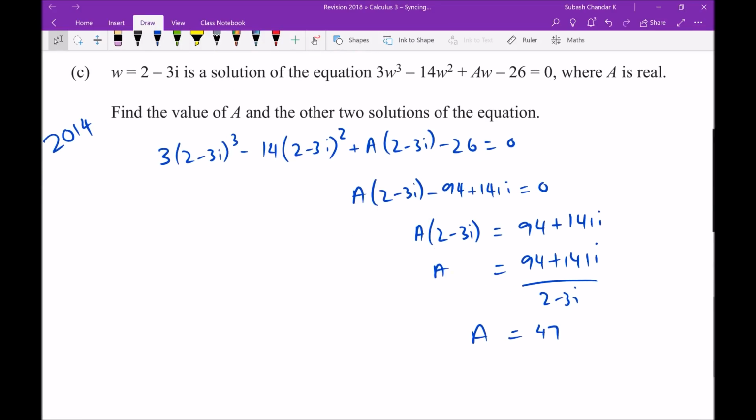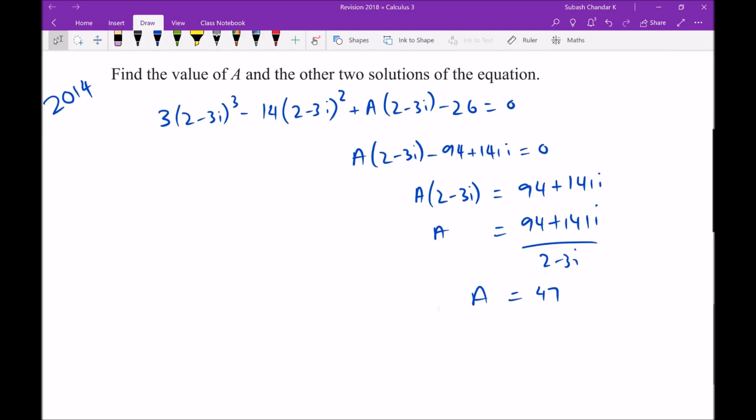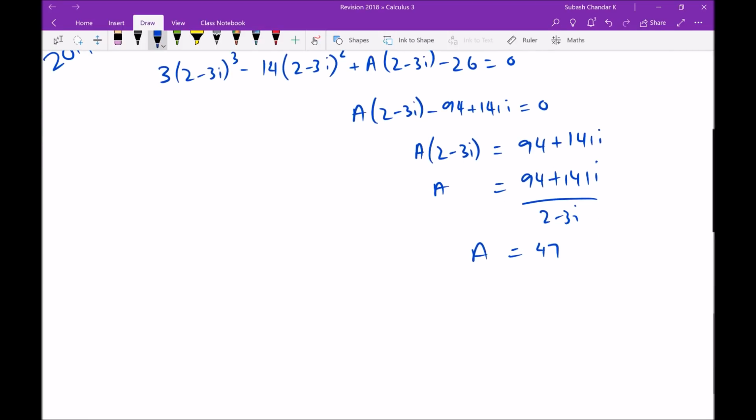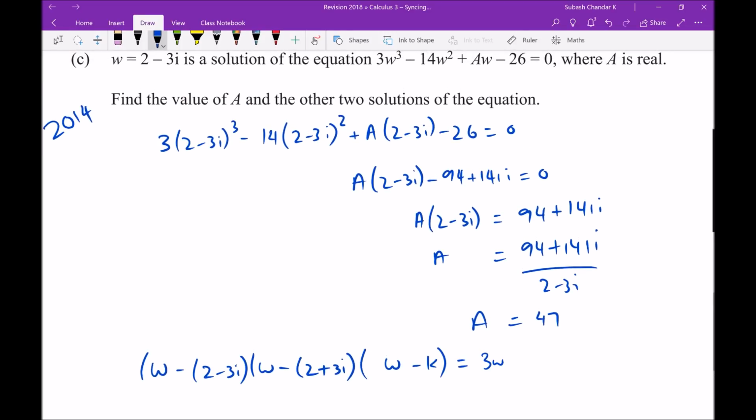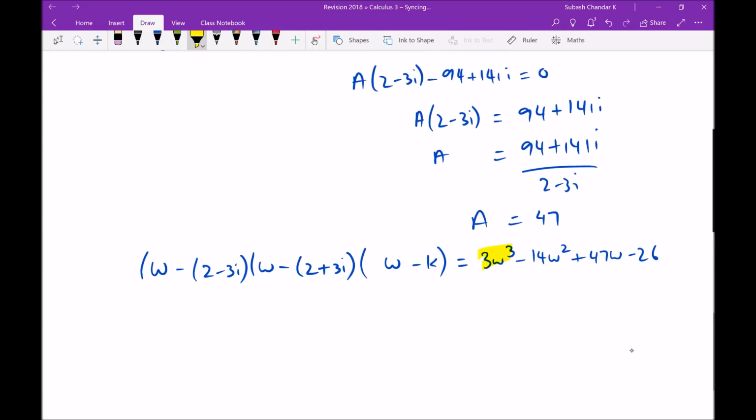Okay, so we've got one of the solutions. One of the solutions is 2 minus 3i. But remember that old trick that I talked to you guys about. So we've got w minus 2 minus 3i multiplied by w minus 2 plus 3i, and then multiplied by w minus k equals to that whole long equation, which is 3w cubed minus 14w squared plus 47w minus 26. Now here's the thing. In this question though, you've got to look at the coefficient of w cubed because that's equal to 3. So you got w there. These two w's are going to be w's by themselves. But in this case, that's going to be 3 because your coefficient has to equal 3w cubed.